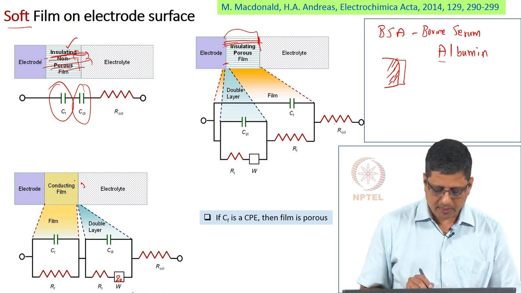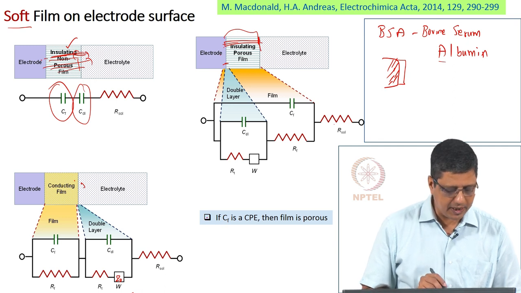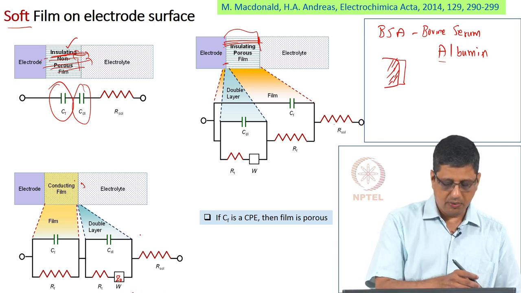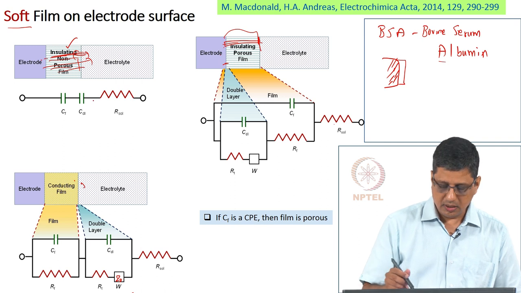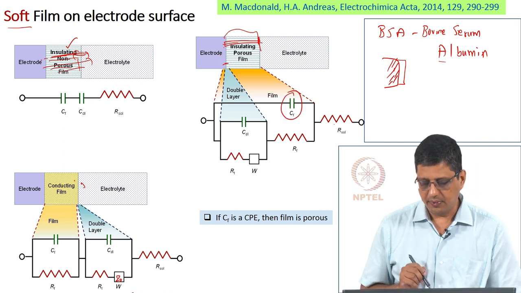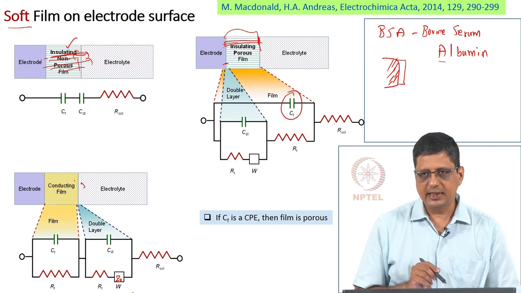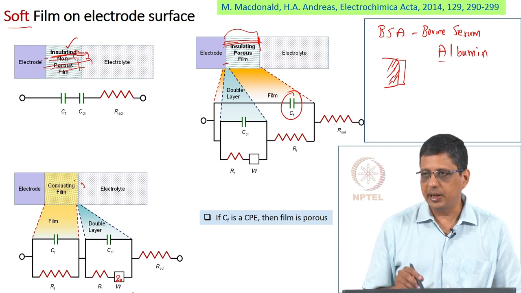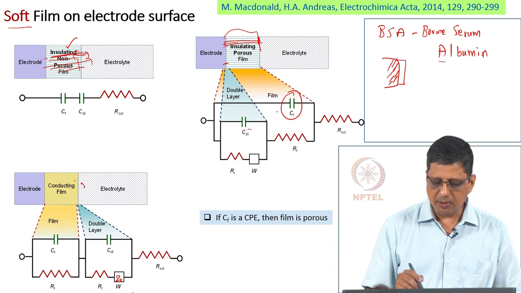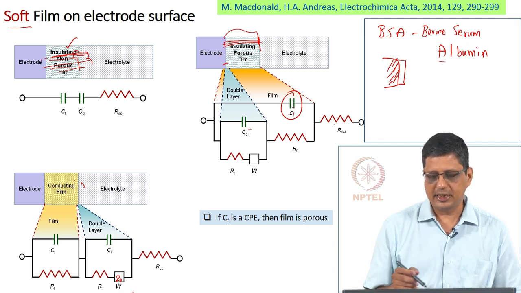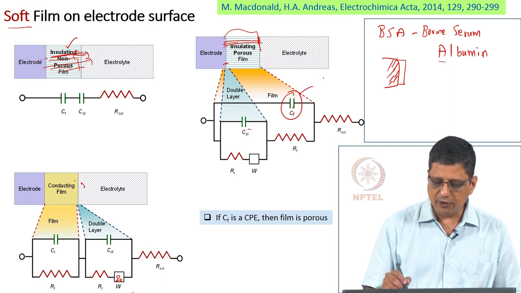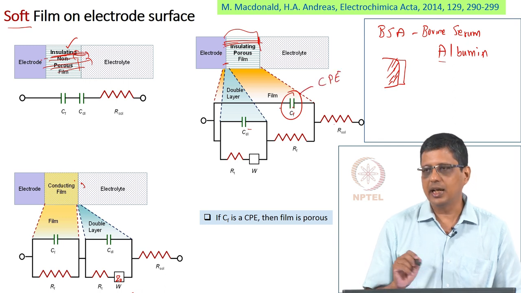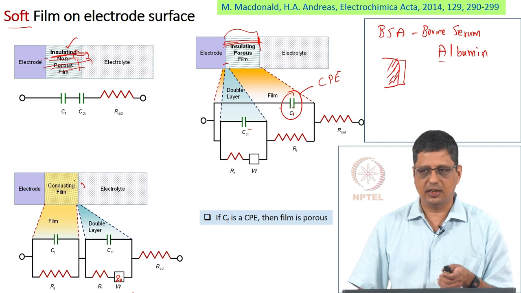And they also made a comment that if CF is a CPE, if you model this, it comes out as a constant phase element, that is modeled better by a constant phase element than by a capacitor. If you actually model this, you are not able to model the data well if you use a capacitor, but you are able to model the data if you use a CPE, then it is quite likely that this is porous. That is one of their comments.